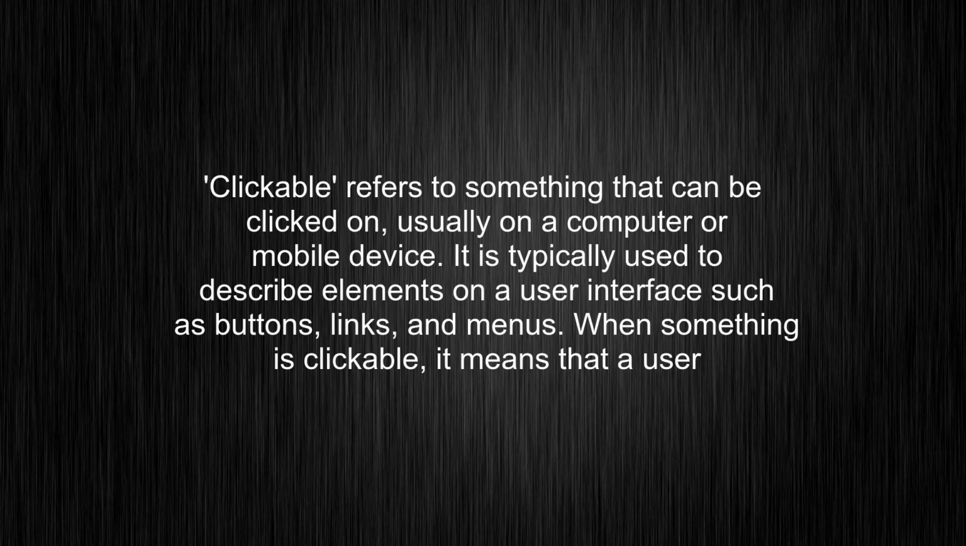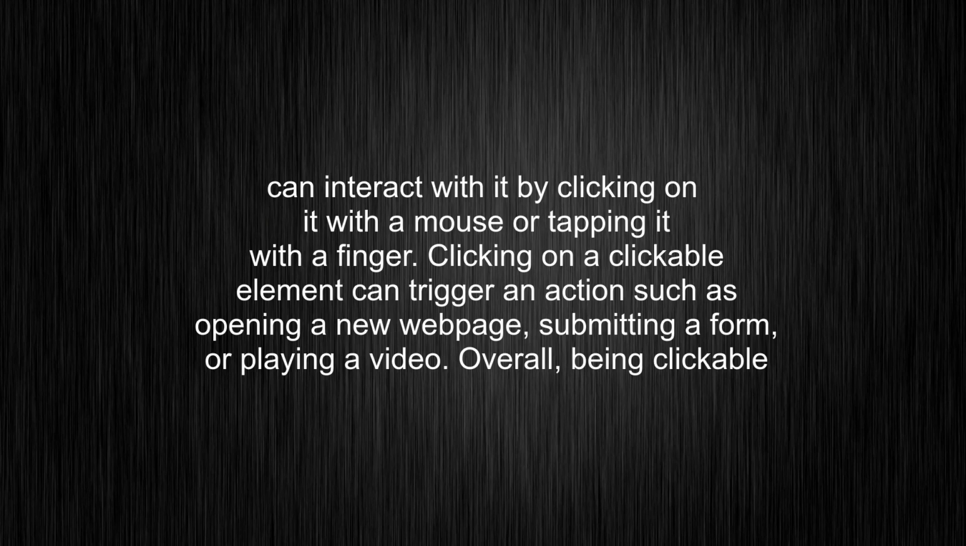Clickable refers to something that can be clicked on, usually on a computer or mobile device. It is typically used to describe elements on a user interface such as buttons, links, and menus. When something is clickable, it means that a user can interact with it by clicking on it with a mouse or tapping it with a finger.